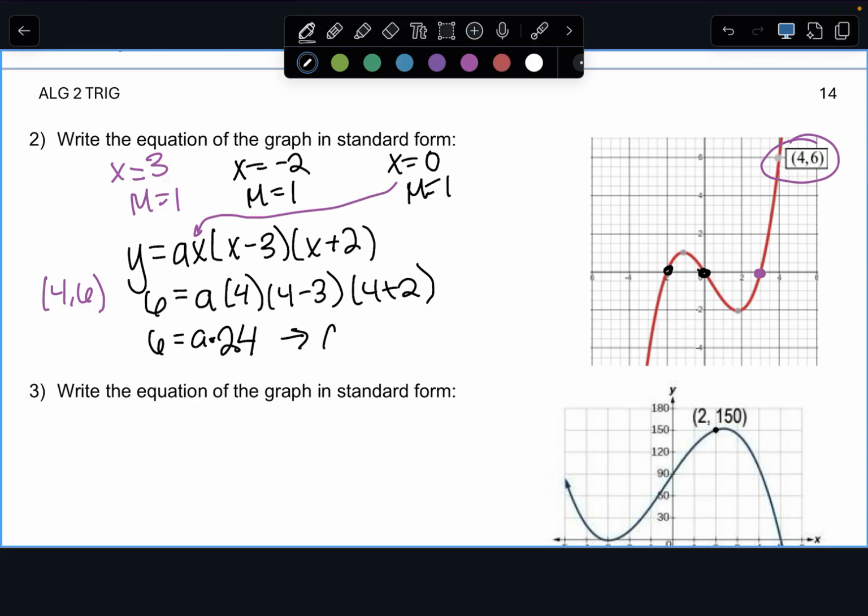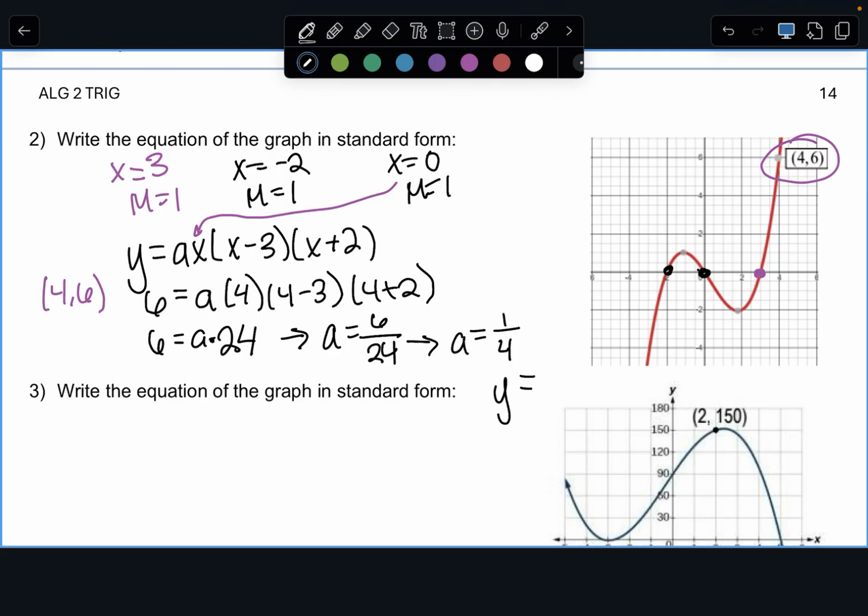Divide both sides by 24. We get 6 over 24. Reduce my fraction. 1/4. Divide top and bottom by 6. Or put it into your calculator and it gives you 0.25.